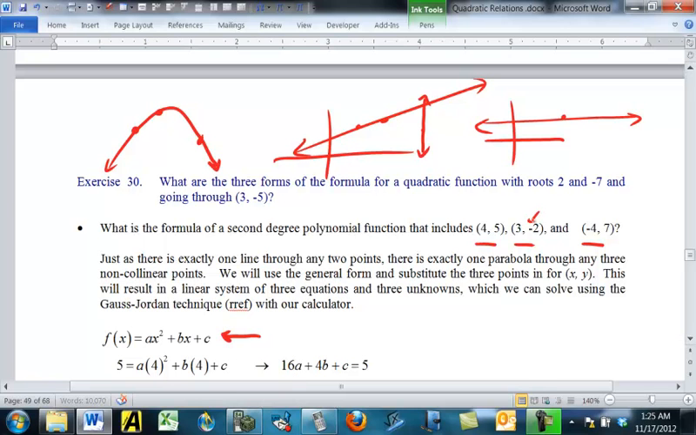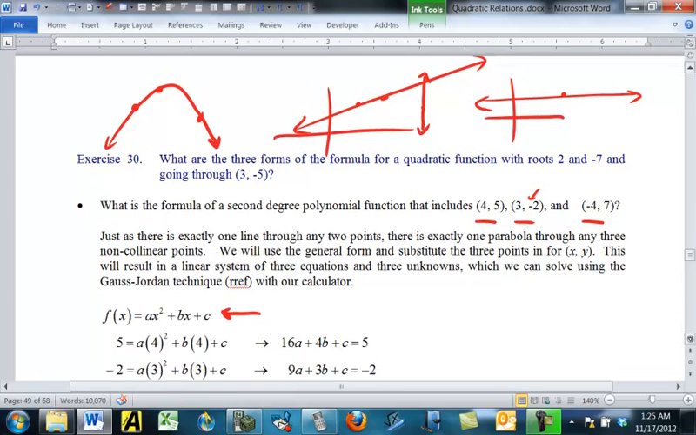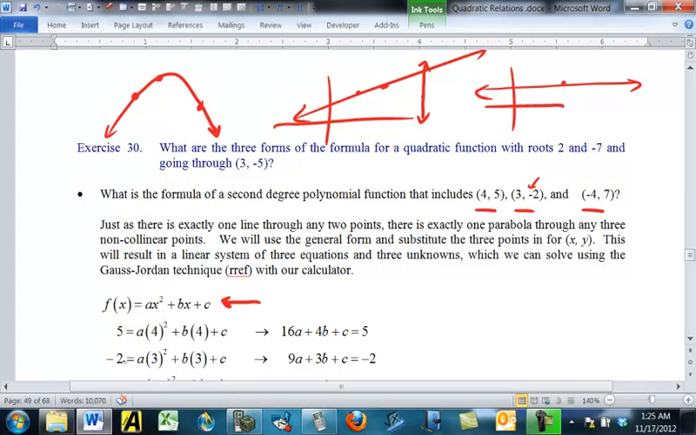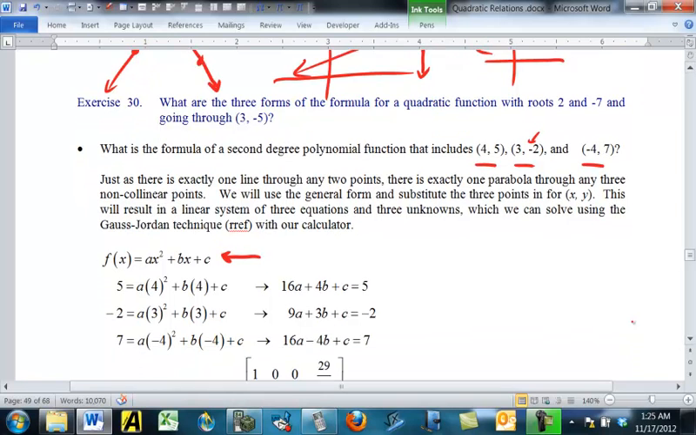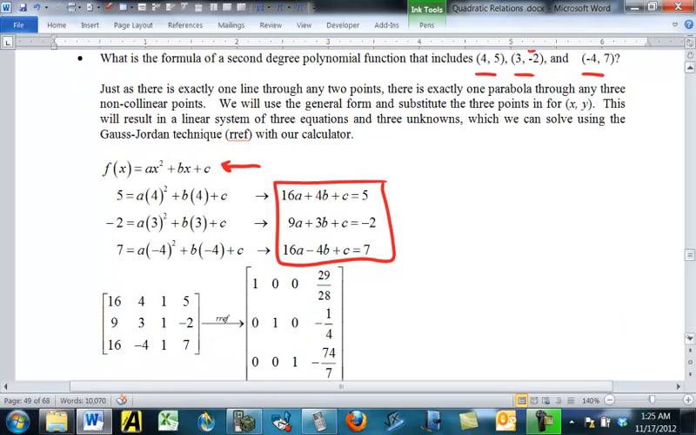Now plug in 3, negative 2. 3 for x, negative 2 for y. Solve that around, and it looks like that. Then plug in negative 4, 7, and we get this. So what do I have here? Now I've got a system of 3 equations, 3 unknowns, and they're all linear type equations. Back in our linear chapter, we knew how to do that.